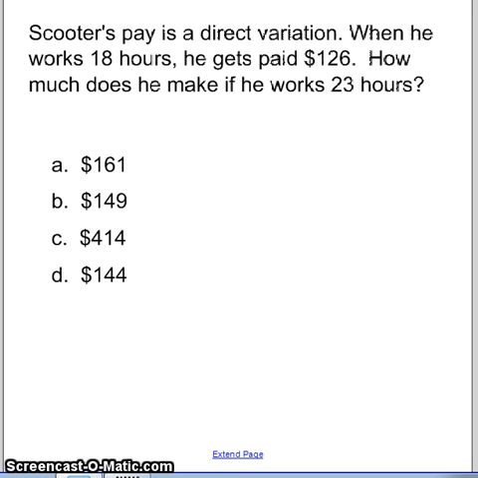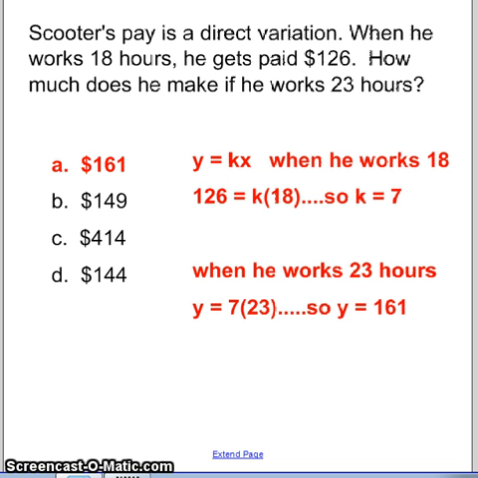Last question we're going to look at. We have a problem to solve here based on direct variation. It says that Scooter's getting paid direct variation, that's an hourly rate, and when he works 18 hours, he gets paid $126. So you've got to figure out how much Scooter is getting paid per hour. The direct variation for that is going to be y equals kx. When he works 18 hours, he gets paid $126. So dividing both sides by 18, we find out that he's getting paid $7 an hour.